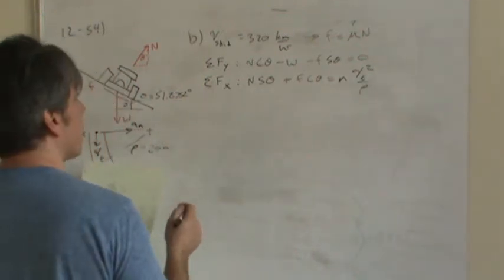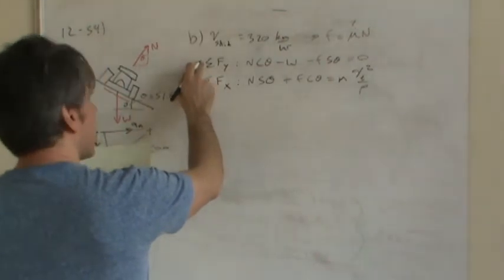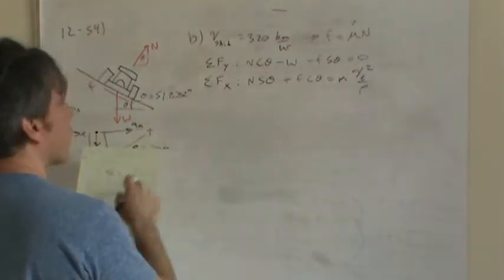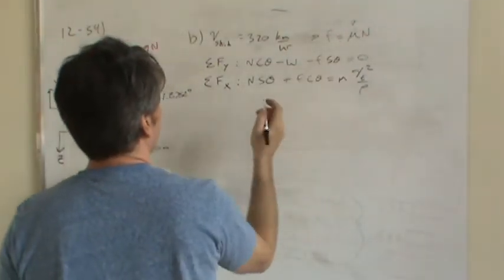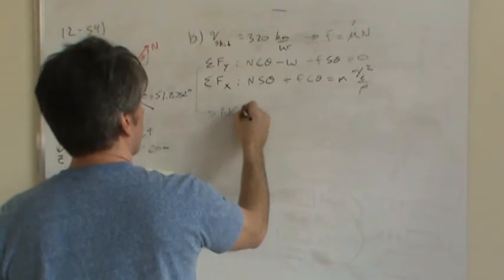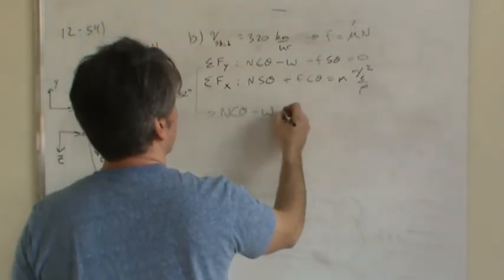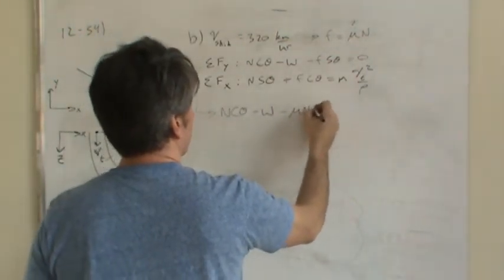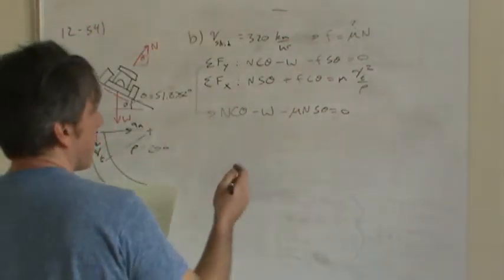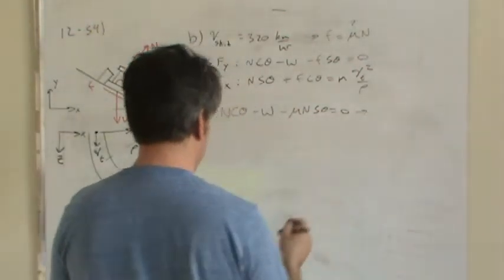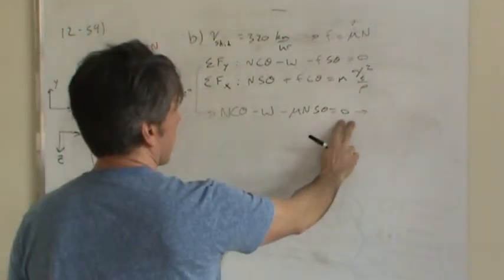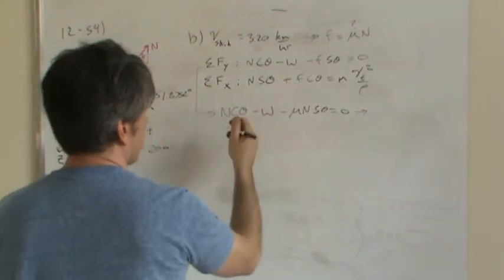So basically from equation 1, which is right here, if we substitute for the frictional force mu n, then what we would have is n cosine theta minus weight less mu n sine theta is 0. Substituting, in fact, let's go ahead and solve for the normal force. There's a normal force here and a normal force here, so basically you take the weight to the other side. Okay, let's just do it.